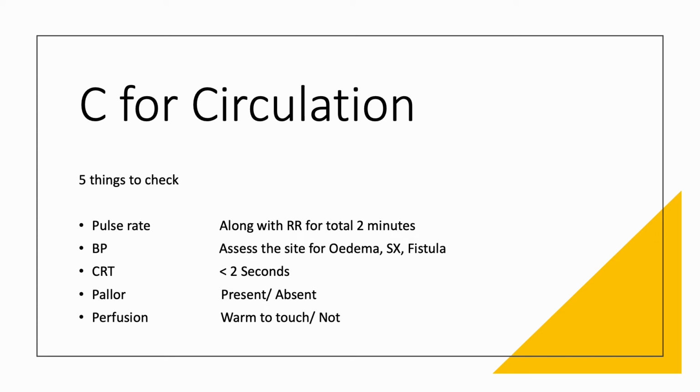So in circulation, again there are 5 things to check: pulse rate, which we checked already along with respiration, blood pressure, capillary refill time, pallor, and perfusion. So when we come to blood pressure, you need to do a simple assessment on the hand which the patient preferred. For example, you can ask the patient, okay, which hand do you prefer for me to check the blood pressure? So patient will say, yes, you can check it on my right arm.